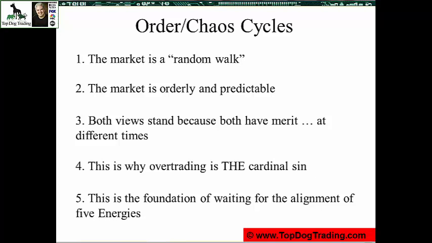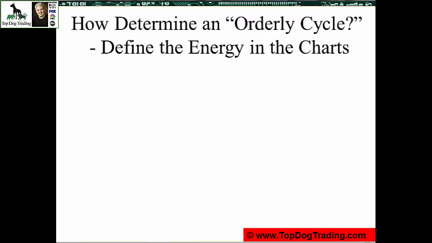And so this is the foundation of waiting for what I do. I wait for the alignment of what I call 5 energies in the market. So that's the question. Well, how do we determine now when we have an orderly cycle? When is the market moving in a rather systematic, orderly way?